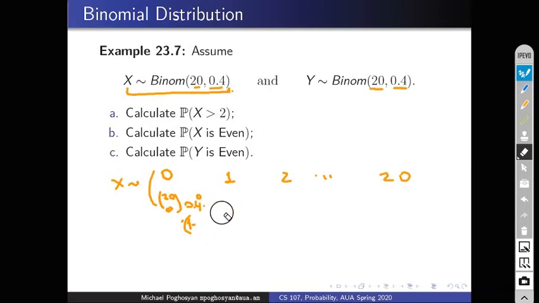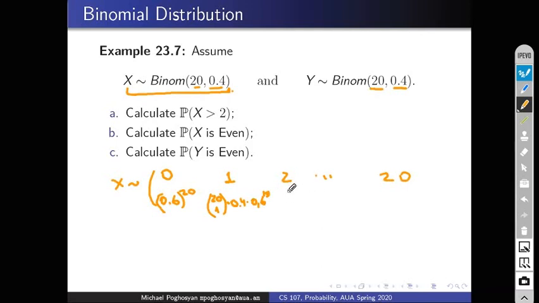Okay. So this is the same as to write 0.6 to 20. So the probability that we will have 0 successes is this much. So what is the probability that we will have exactly 1 success? This is calculated by using 20 choose 1 times 0.4 to 1 and times 0.6, 1 minus 0.4 to 19.